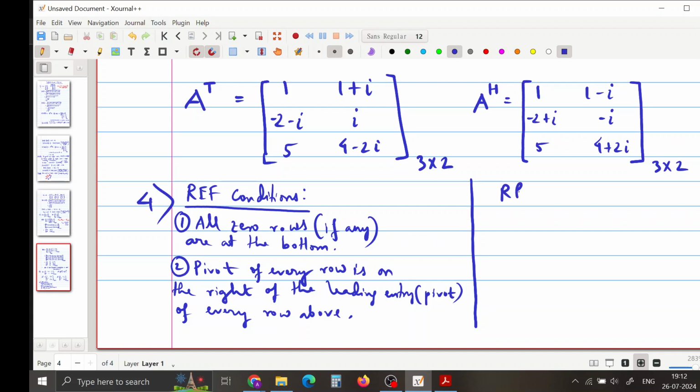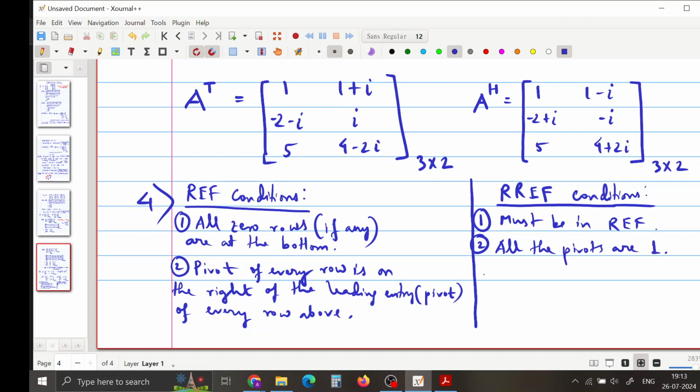And for RREF, which is the reduced row echelon form, the conditions are: firstly, the default, a stronger condition, it must be in REF, the row echelon form. Second condition is all the pivots are 1. Third condition is pivots are the only non-zero entries of the basic columns. Okay, fine.